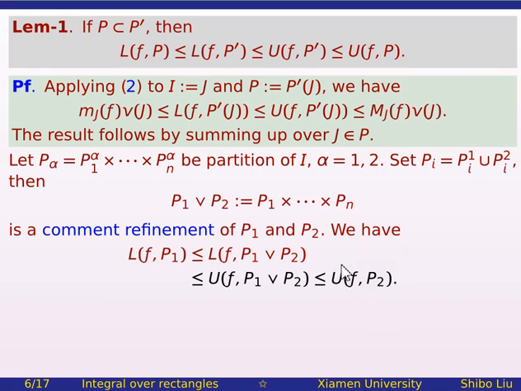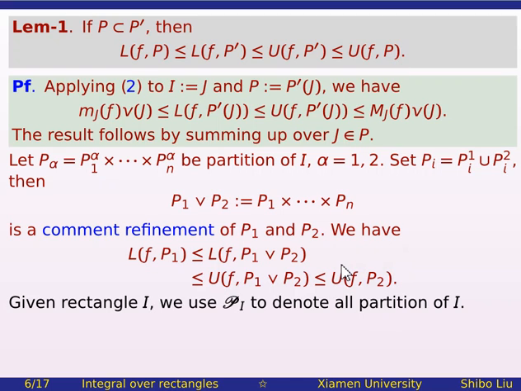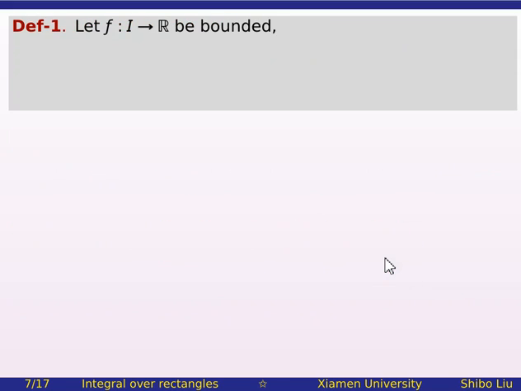Okay. So for our later convenience, we use this Pi to denote all the partitions of the rectangle I. That is, if P is an element of Pi, this means P is a partition of the rectangle I. Now, using this result, we can give our definition of upper integral and lower integral.